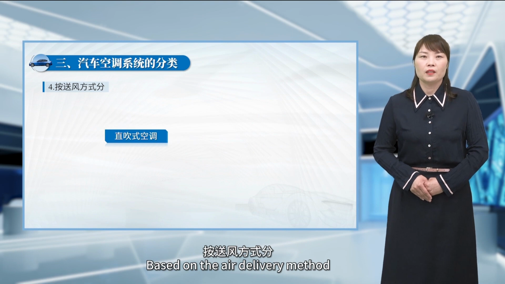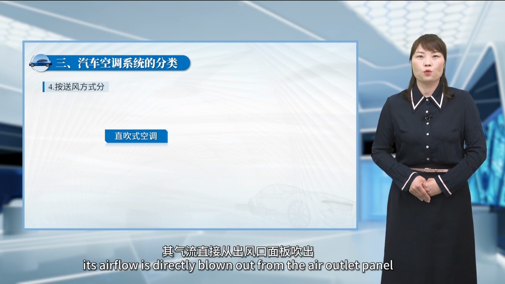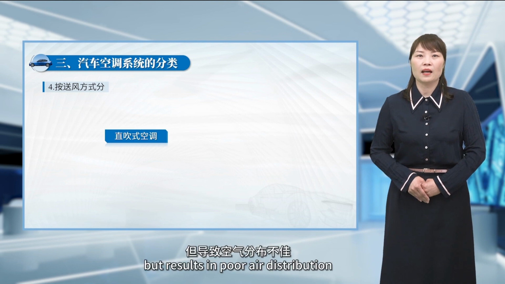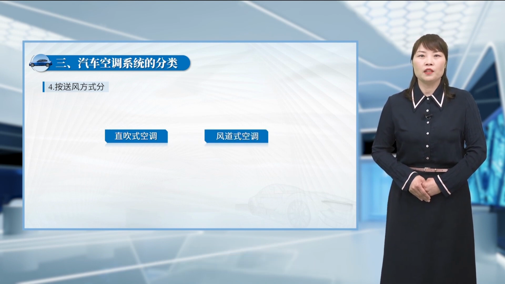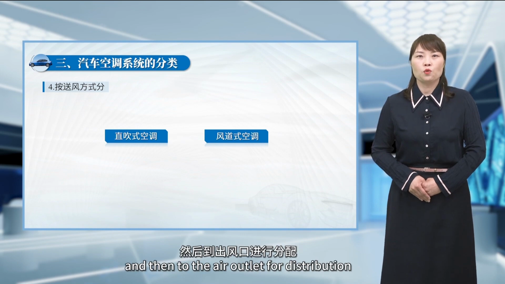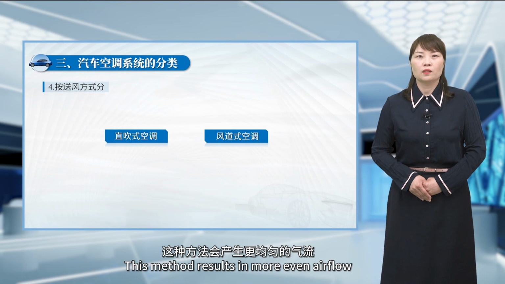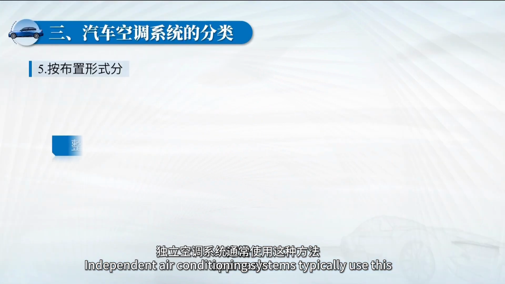Based on the air delivery method, there is the direct blow air conditioner. Its airflow is directly blown out from the air outlet panel. This design is simple but results in poor air distribution. Non-independent air conditioning systems typically use this method. Wind tunnel air conditioners transport the air through a fan to a duct and then to the air outlet for distribution. This method results in more even airflow, but has a more complex structure. Independent air conditioning systems typically use this approach.